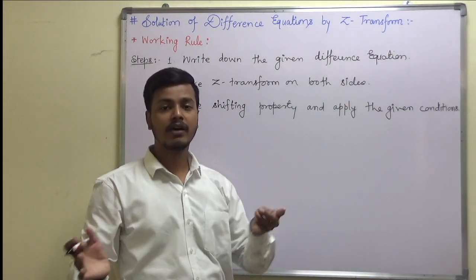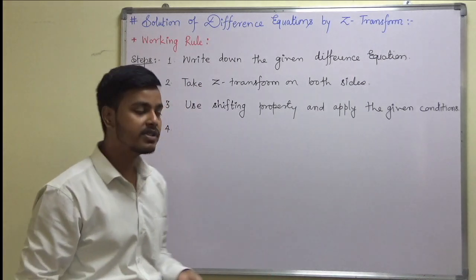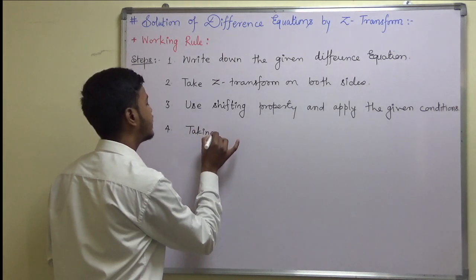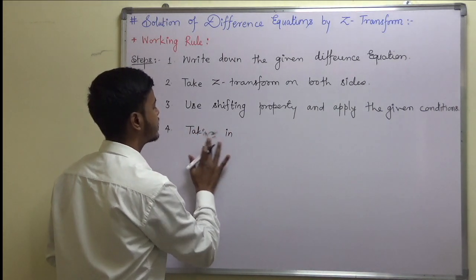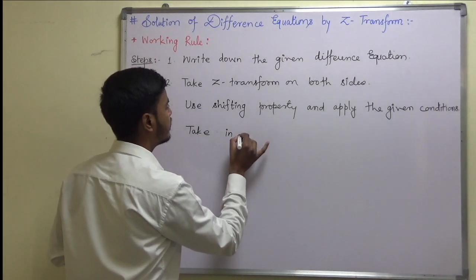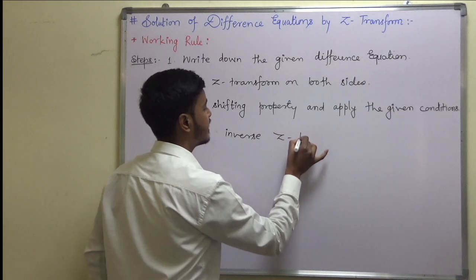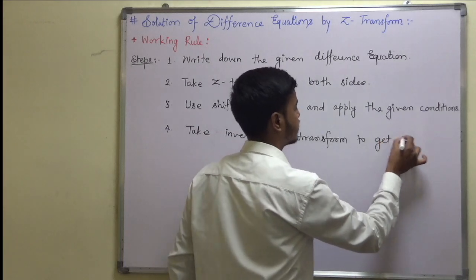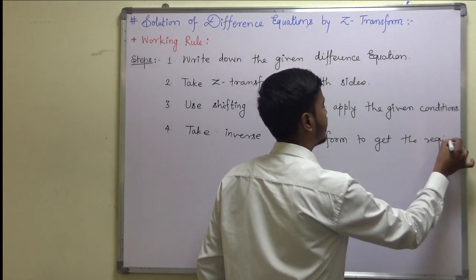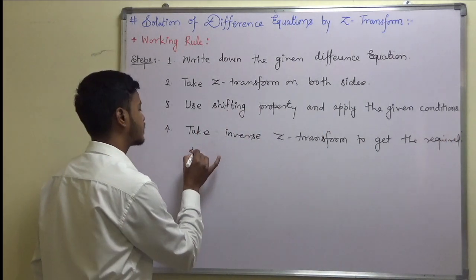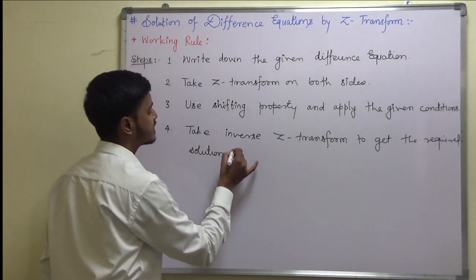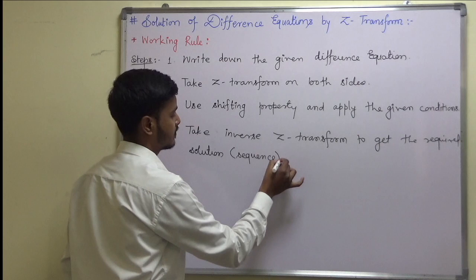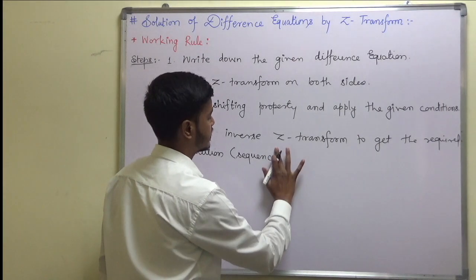Once you do this, then you have to do some arrangement of the terms and take inverse Z transform, or you can write just take inverse Z transform to get the required solution or required sequence, you can say. Sequence or sequences.